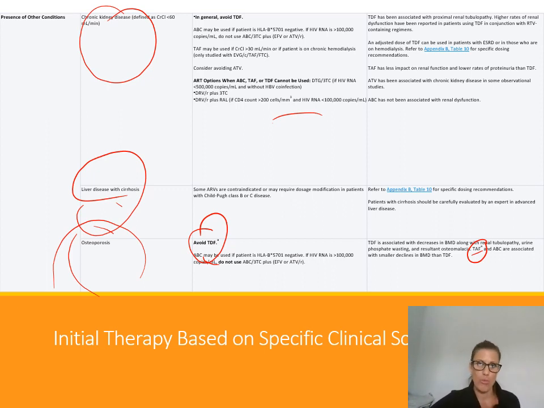At this point, I want you guys to remember the most common drugs in each of the classes and key points about them. And then if you know those key points, you'll be able to understand these guidelines when you read them. I don't expect you to memorize the guidelines because there are simply too many options. I just want you to be able to understand them, right? Like understand why we would avoid TDF in this specific patient. Understand why we would check for the HLA 5701, okay?